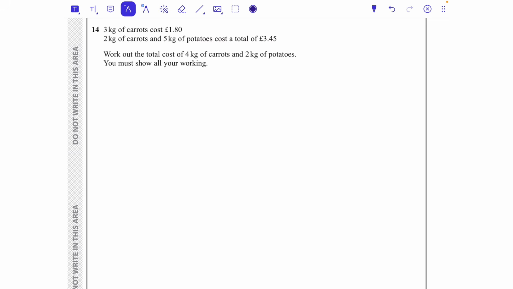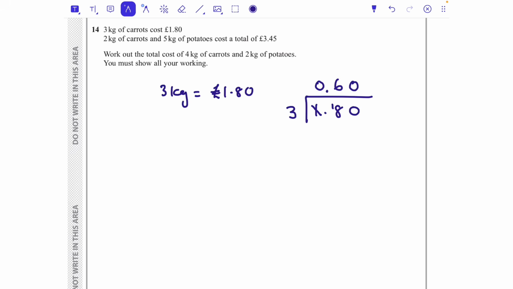Okay, so if we know 3 kilograms of carrots equals £1.80, if I do £1.80 divided by 3, that will tell me what 1 kilogram of carrots cost. So 3 into 1 does not fit a whole number of times. I haven't used that 1 up, so I'm going to carry it over, put the decimal point above where it is below. 3 into 18 goes 6 times without a remainder, and 3 into 0 goes 0 times. So it is 60 pence per kilogram of carrots. So 1 kilogram of carrots equals 60 pence. Write it like that in pounds.